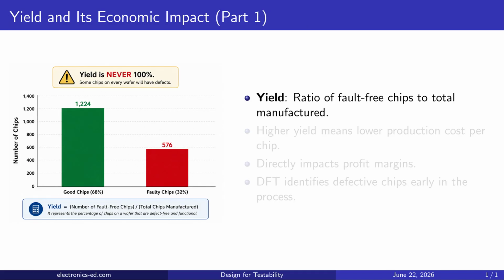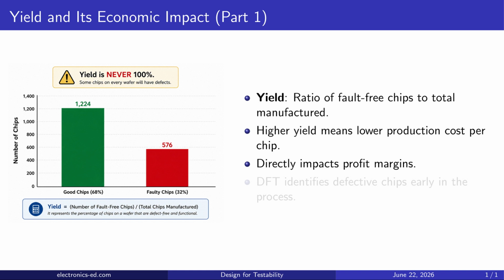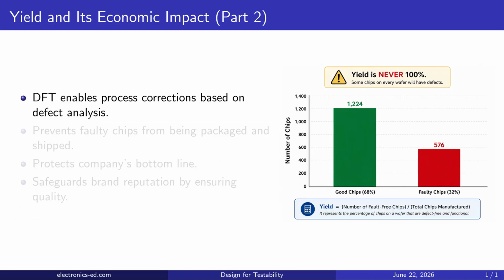Yield is the ratio of fault-free chips to the total number manufactured. Higher yield means each chip costs less to produce. This directly impacts our profit margins. DFT helps us identify defective chips early on. DFT allows us to correct the process based on defect analysis.